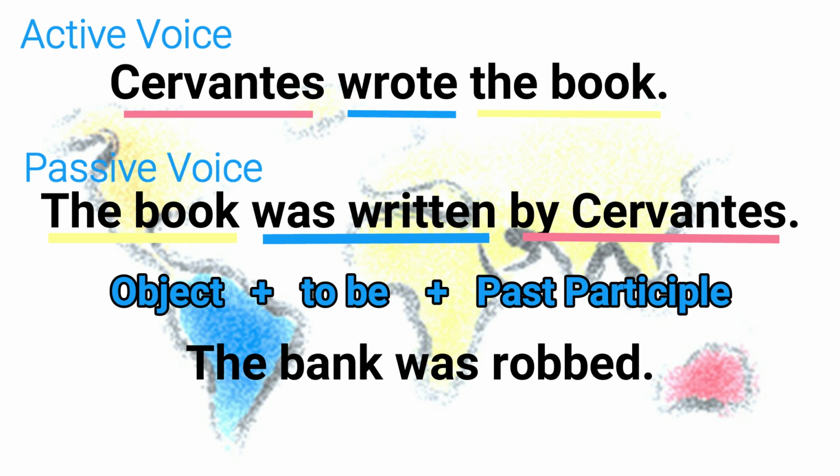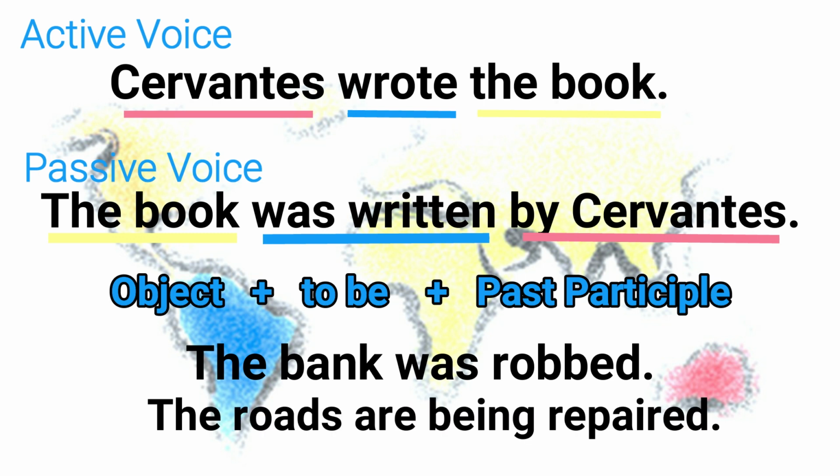For example, the bank was robbed. That's a great example of a sentence that you will hear or read in the news that is using the passive voice. The bank didn't do anything, the bank received, so it's the object. Therefore, I know it's the passive voice. Likewise, the roads are being repaired. That's another example of the passive voice that might be used in the news. Again, the roads didn't do anything, the roads are receiving. So it's the object, therefore it's the passive voice.